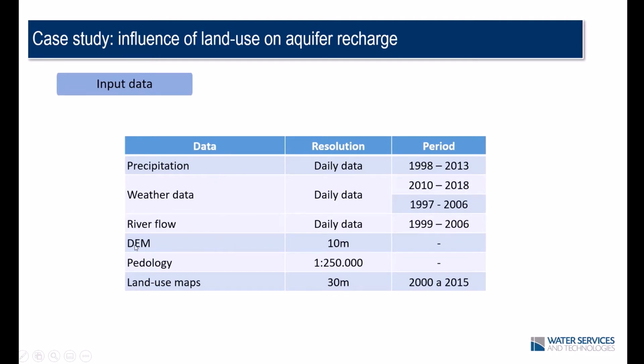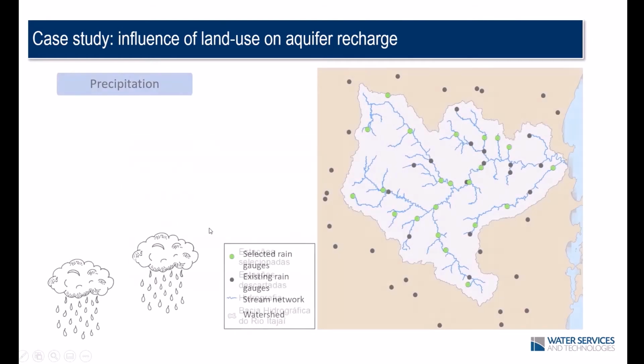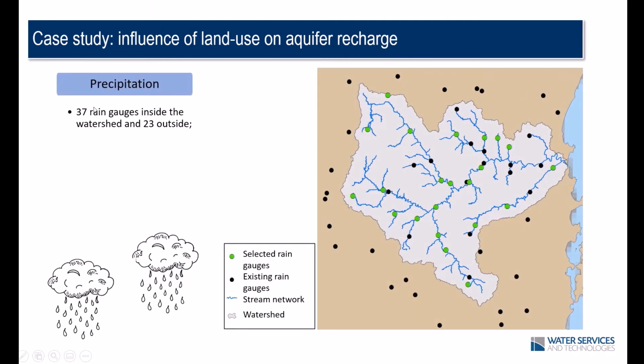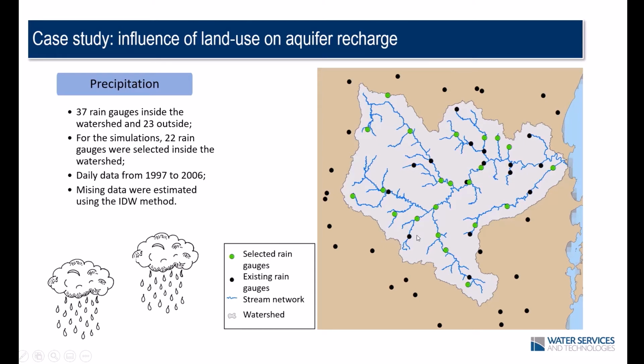As input data, we have precipitation, weather data, and river flow, daily data for this data. And we have the digital elevation model with the resolution of 10 meters. We had a pedology map and land use maps with resolution of 30 meters from the years 2000 to 2015. For the precipitation, we got data from 37 rain gauges inside the watershed and 23 rain gauges outside the watershed. 22 rain gauges were selected inside the watershed, and daily data was collected from the year 1997 to 2006. The data from the rain gauges located outside the watershed and the rain gauges inside the watershed that were not used in the simulations were used to calculate the missing data in the selected rain gauges.